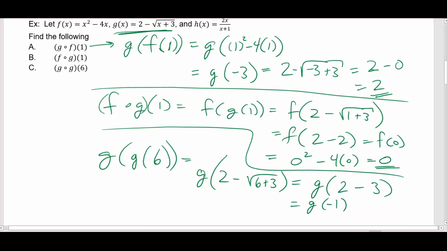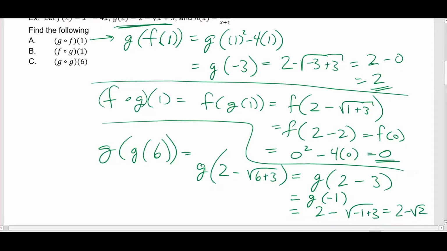And now we can put that into the function g. We would have 2 minus the square root of negative 1 plus 3. So we have 2 minus the square root of 2. And that's it. We're just repeating the process. We have an initial input, we put it into the first function, and whatever value that gave us, we put into the outside function. Okay, wonderful.